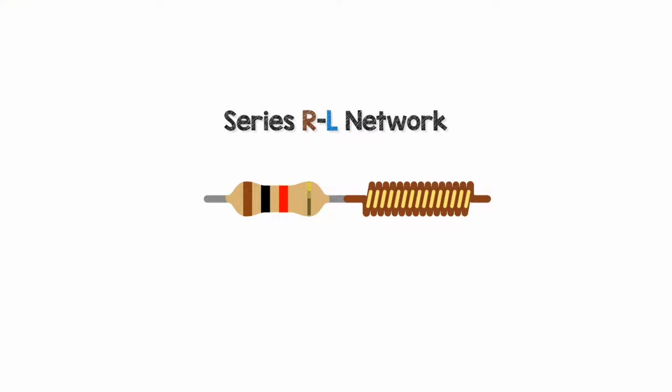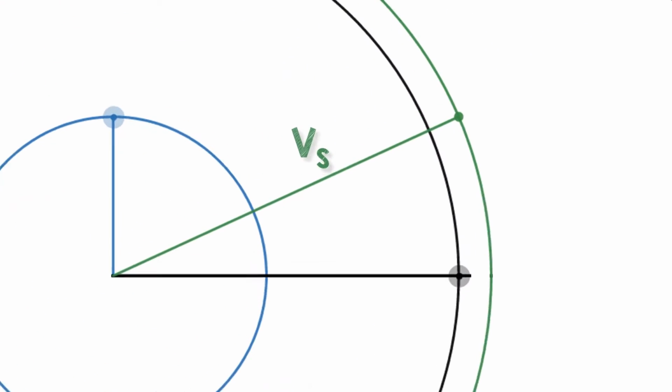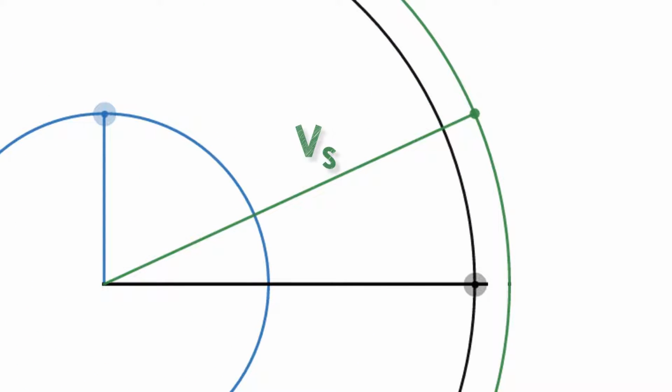Series RL networks. Firstly, at a lower frequency. Let's look at the series RL phasor diagram, knowing that phasors spin anti-clockwise. VS is the supply voltage and is the hypotenuse of a right-angled triangle. The supply voltage vector VS is a constant length or amplitude regardless of the frequency, unless we physically change the voltage on our signal generator.